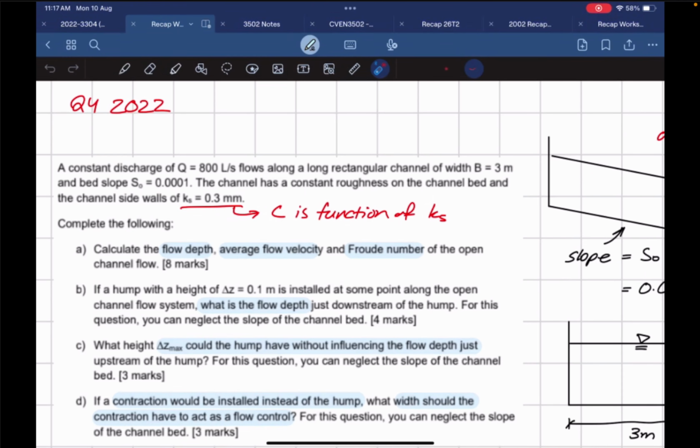Okay, a constant discharge of Q, 800 liters per second, flows along a long rectangular channel with width B and slope S. Again, it's got a constant roughness of 0.3 mm, which means our Chezy coefficient is going to be a function of just Ks. They haven't given us any information on boundary layers as well, so you can't really use the boundary layer equation. However, part A, calculate the flow depth, average flow velocity, and Froude number.